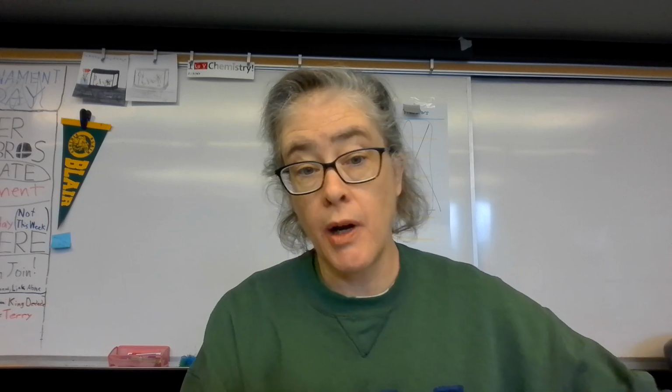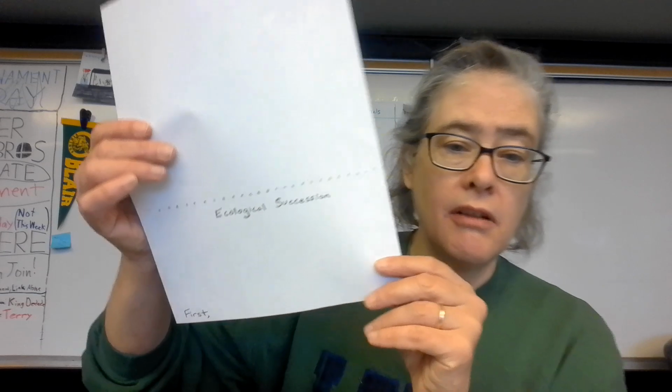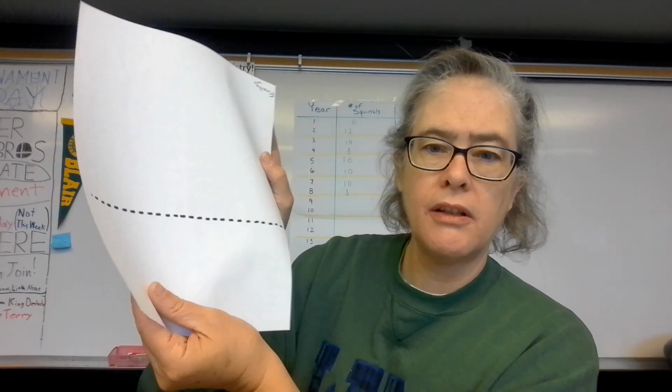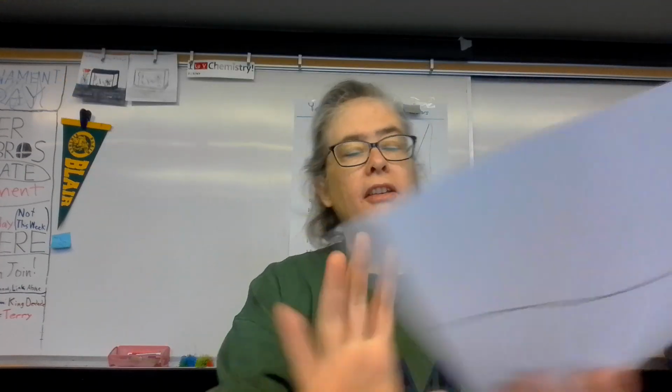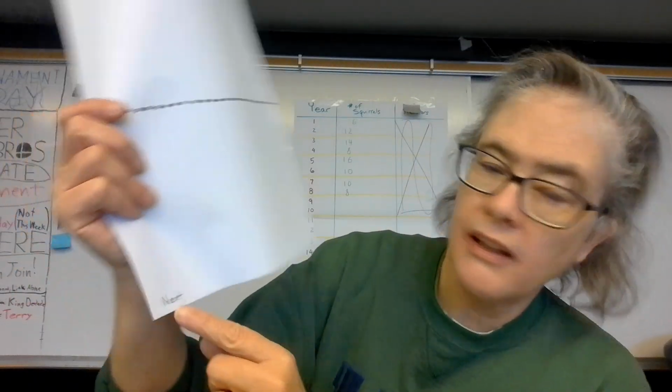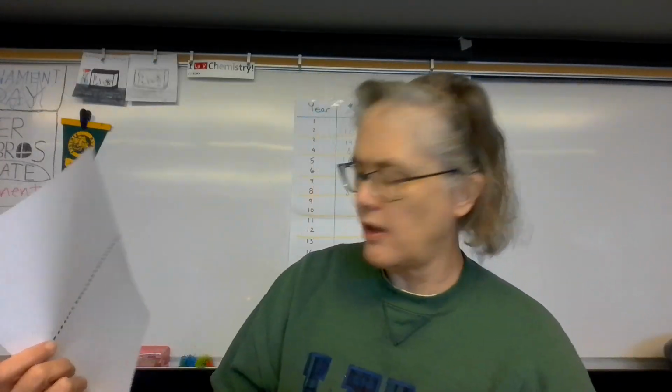So you are going to get two pieces of paper. If you've ever made a book like this before, you don't need the paper that I'm giving you. But the one I'm giving you has the words ecological succession first, and then this weird dotted line, and then finally. And a second piece of paper that says then, and over here it says next. That's kind of weird.